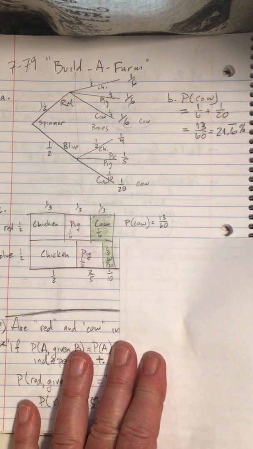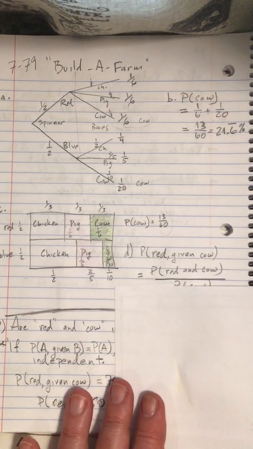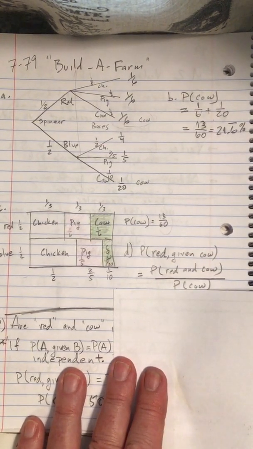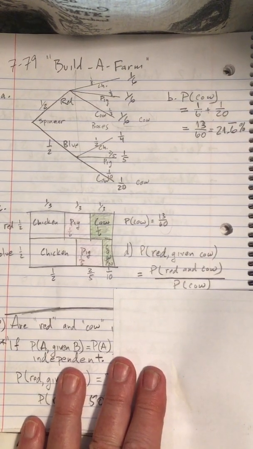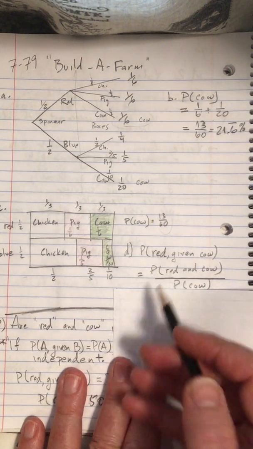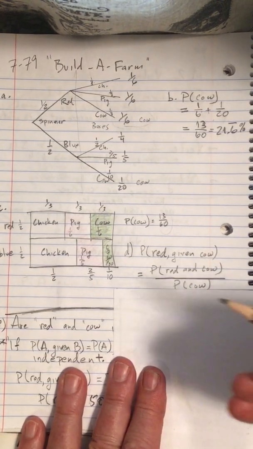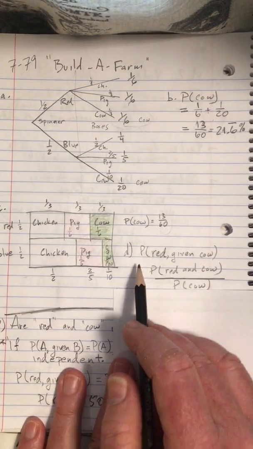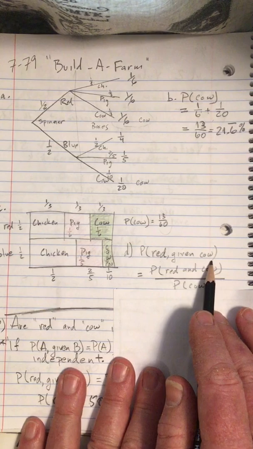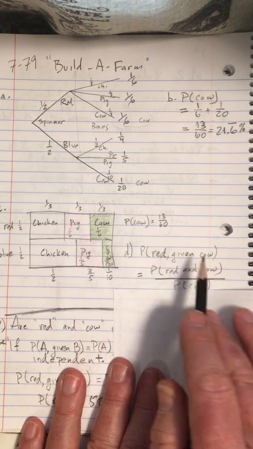The next question they ask is the conditional probability question. They ask, if you know that someone has a cow, what is the probability that they got that cow from the red box? Using the conditional probability phrasing that we use, the question is asking, what is the probability that you spun red given that you have a cow? So the cow is the condition in this question. You have a cow, did you get it from the red or from the blue?